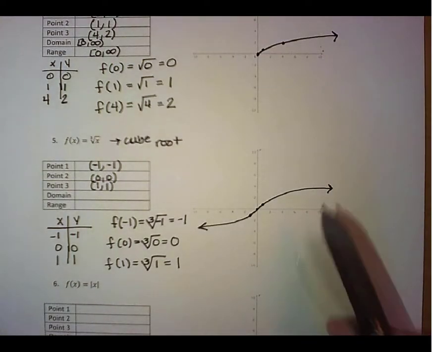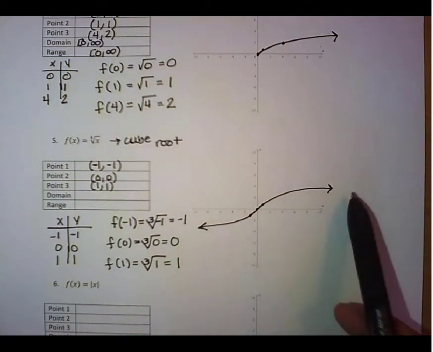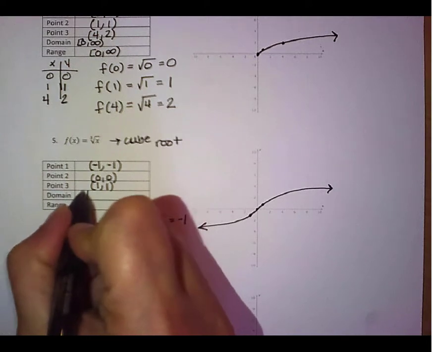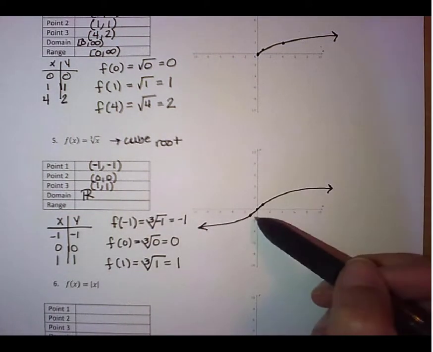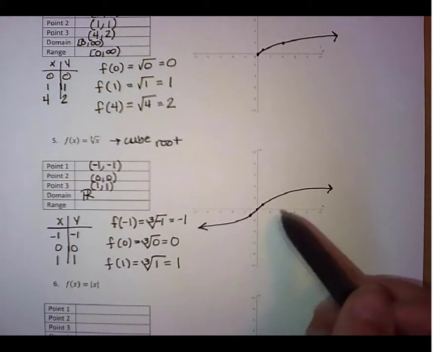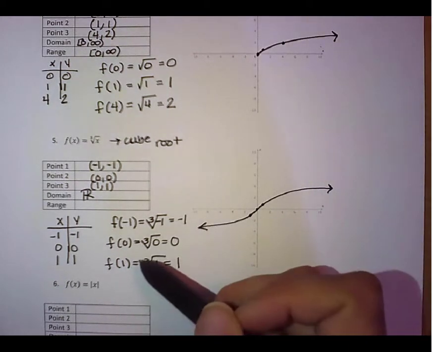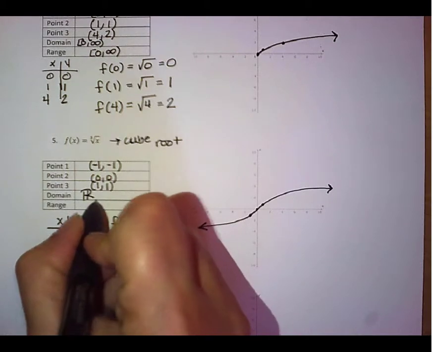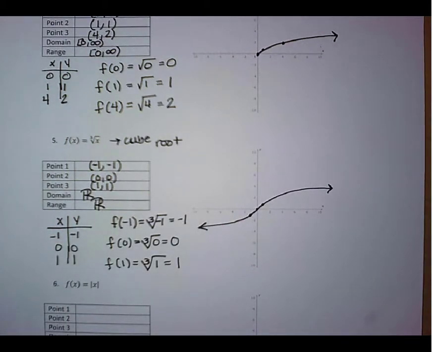Again, domain and range, since it is going to go out to the left and to the right forever and ever, our domain is all real numbers. And I know it doesn't look like it's rising very much, but it is going up as it goes out to the right, and it is going down as it goes out to the left. So our range would also be all real numbers.